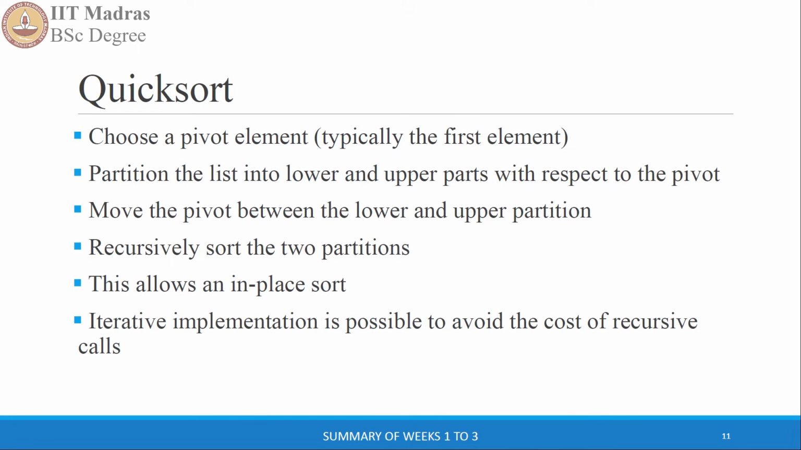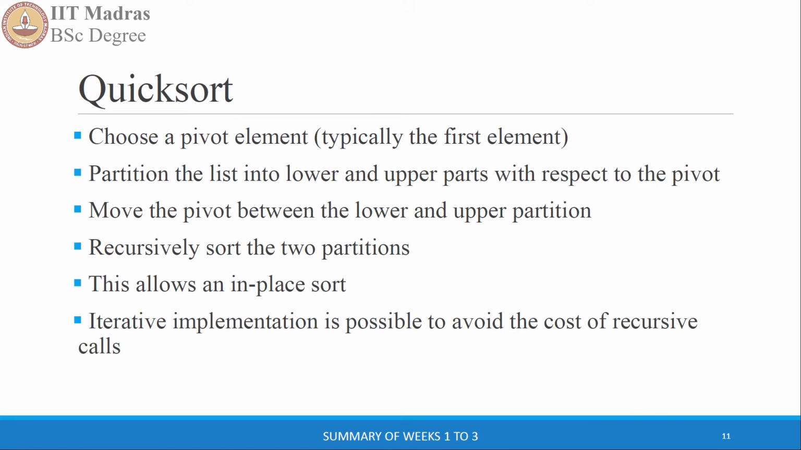After that, based on this pivot element, we partition the list into two parts, lower part and upper part. The lower part will have all those elements which are smaller than the pivot, and the upper part will have all those elements which are bigger than the pivot. And the pivot element goes between the lower and upper parts. This whole process, pivot and dividing into lower and upper parts, has to be executed recursively for both these parts.